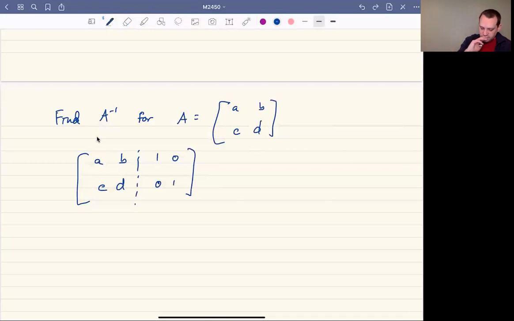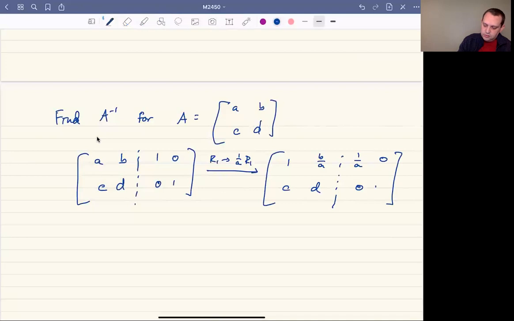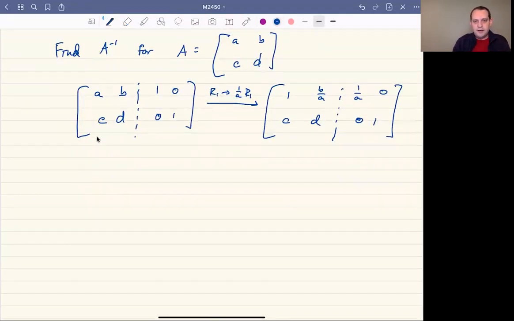Let's multiply row 1 by 1 over A, and that'll give us a 1 to use there as our pivot. So we have 1, B over A, 1 over A, 0 over A, otherwise known as 0. The second row we haven't messed with, so just one step at a time here. Next, we're going to replace row 2 with row 2 minus C times row 1.